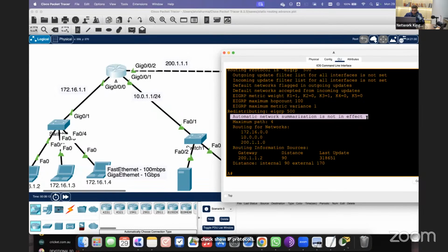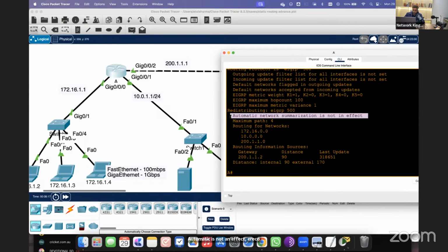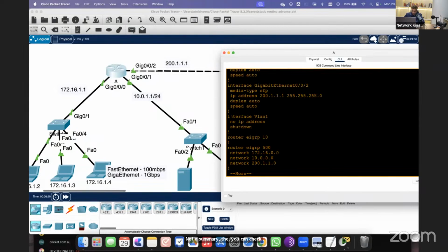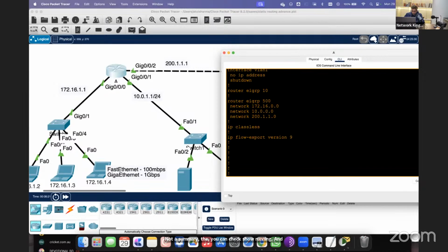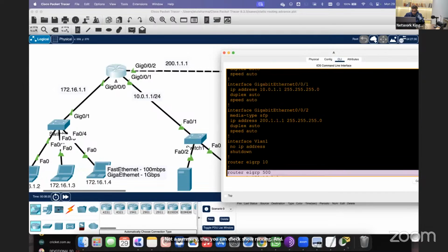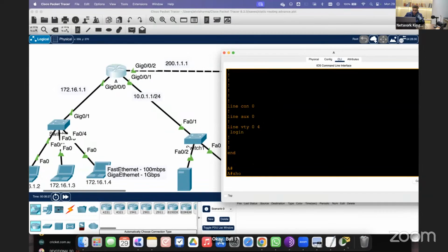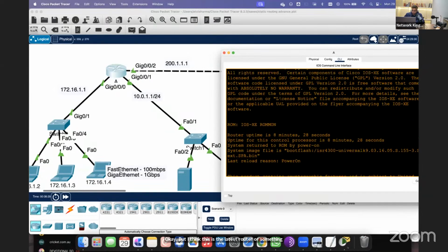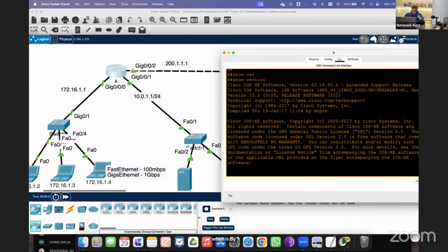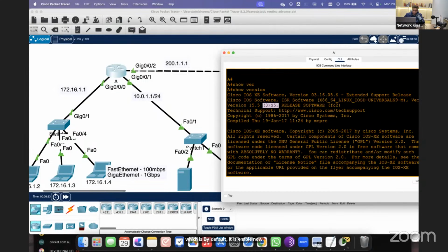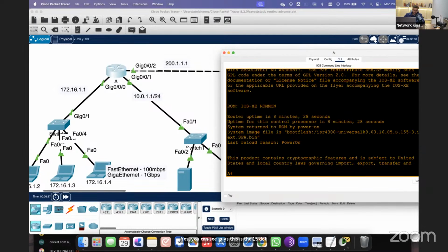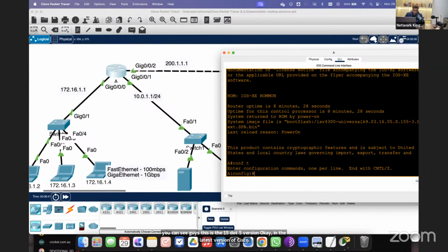Automatic is not in effect. Look, I gave "no auto-summary" by mistake. You can check show running. But I think this is the latest router, where it is enabled by default now. Yes, you can see guys, this is the 15.5 version. In the latest version of Cisco, no auto-summary is enabled.